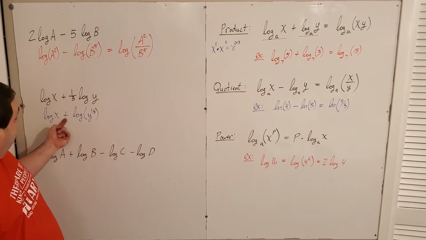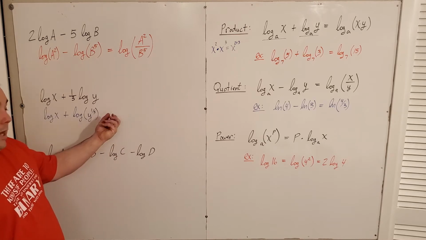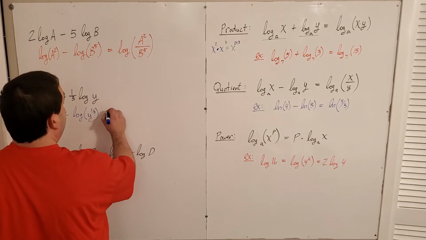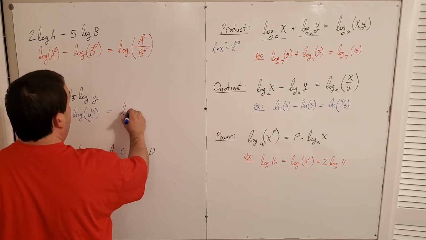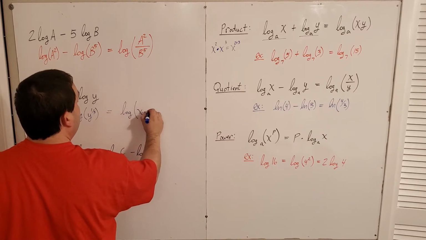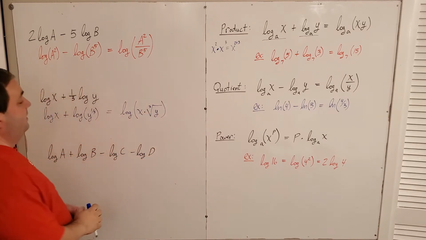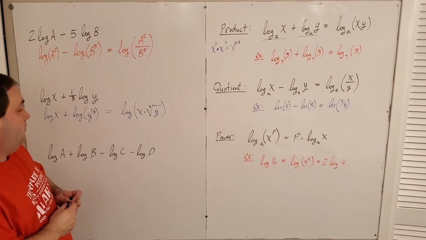So since I'm adding two logarithms, right, I can use the product property. I can merge these together. I'm going to get the log of x times the 1/3 root of y, like that. Okay?